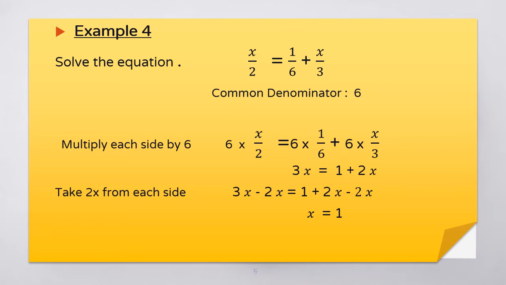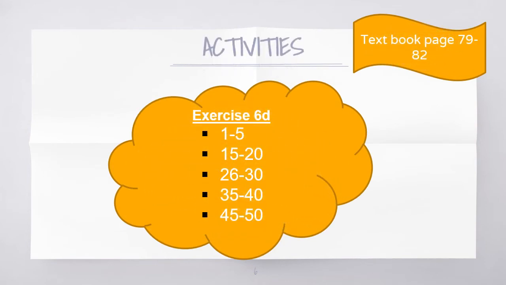Then you are getting the answer as x equals 1. My dear children, please turn to the textbook page number 79. Look at this cloud. In exercise 6D, you can complete all these given questions. I have explained 4 examples. All these questions are based on the given examples. Please try to complete it.